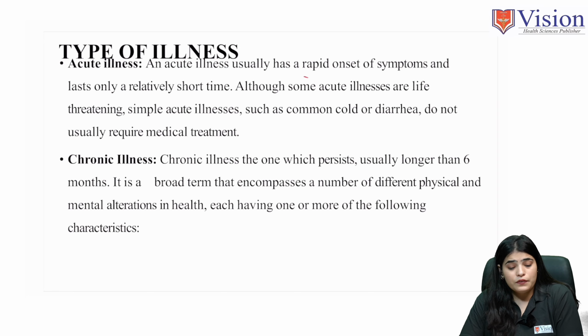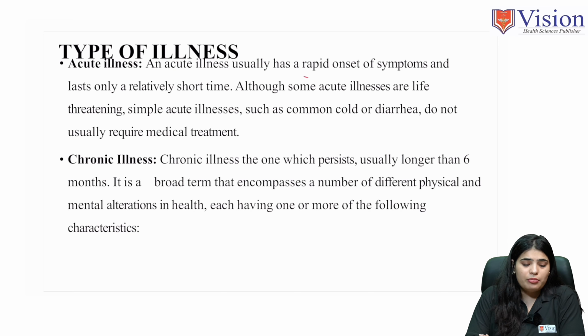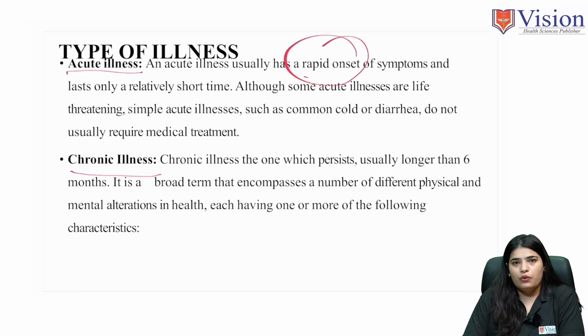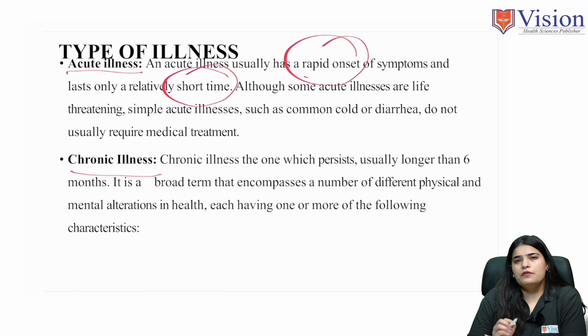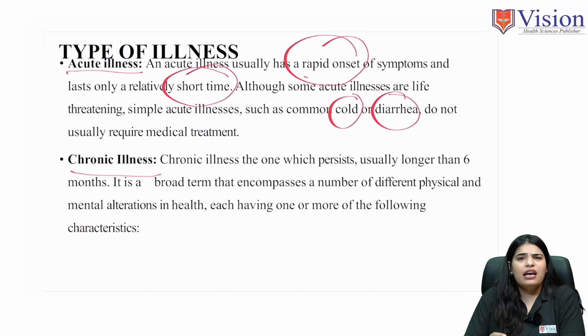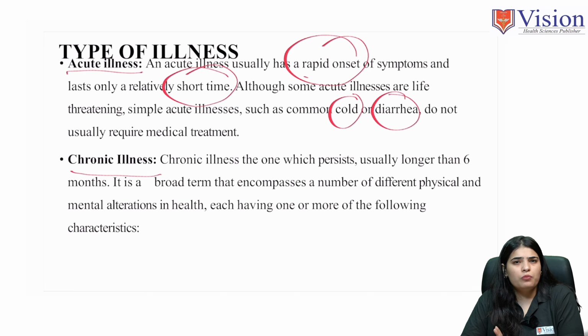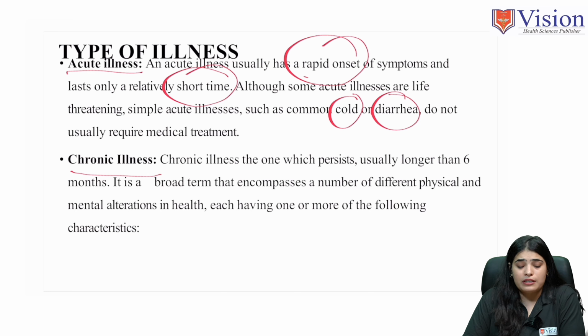Students, there are different types of illnesses, and there are two major types: one is acute illness, and the second is chronic illness. Acute illness is usually of rapid onset. It starts very fast and lasts for a shorter time period. Perfect examples of acute illness are cold, diarrhea, any kind of stomach infection, food poisoning. It starts very quickly and it also resolves within a few days or weeks. So that is acute illness.